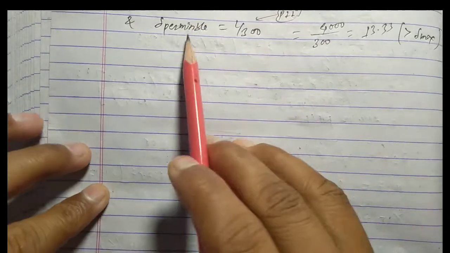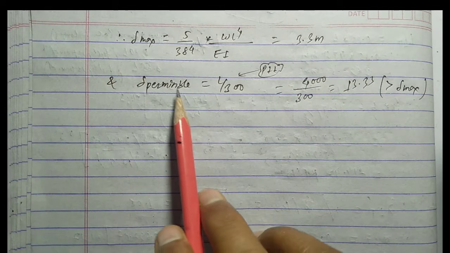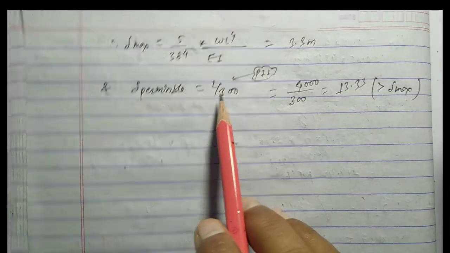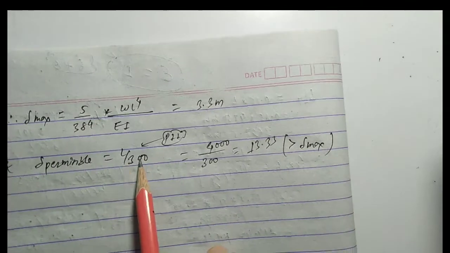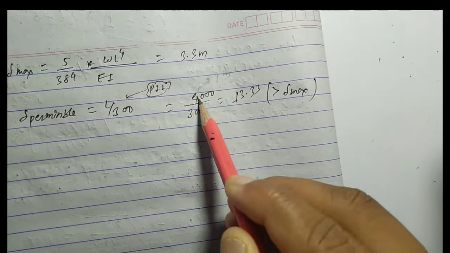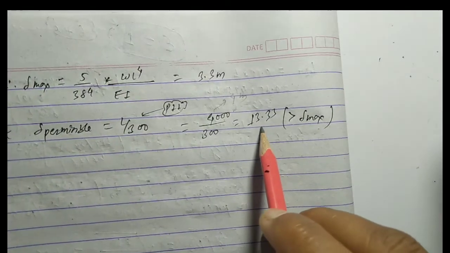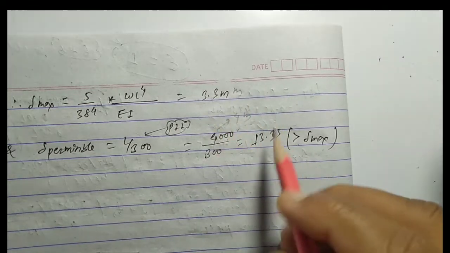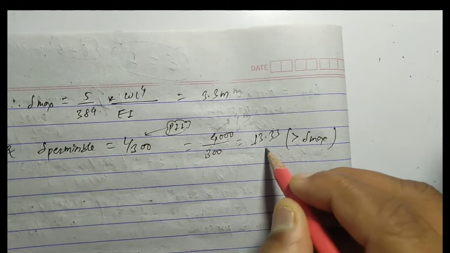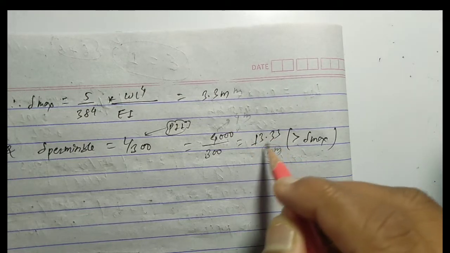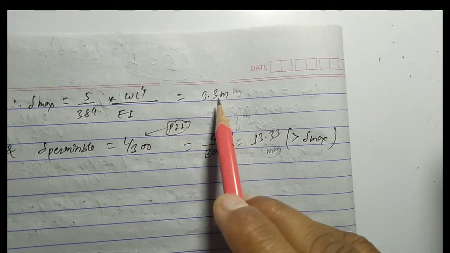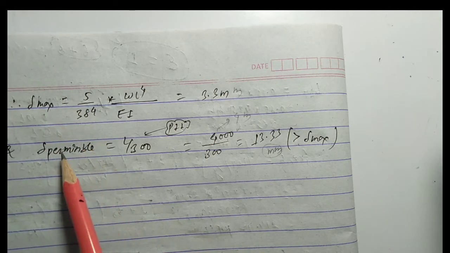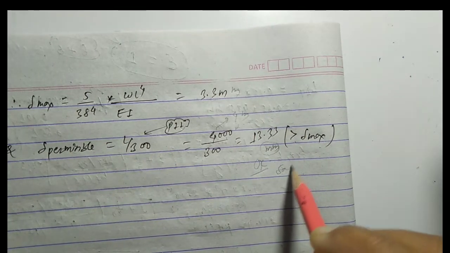Now we have to calculate delta permissible. Delta permissible equal to L/300, you can see in page number 11. That is a simple thing, so I don't need to show this. So delta permissible equal to L/300, L equal to 4 meter, that is 4000 mm by 300, this becomes 13.33, which is greater than delta maximum. Our delta maximum is just 3.3 mm, and delta permissible becomes 13.33 mm. So delta maximum is less than delta permissible. It means delta maximum is within the permissible limit, so this will also be okay and safe.